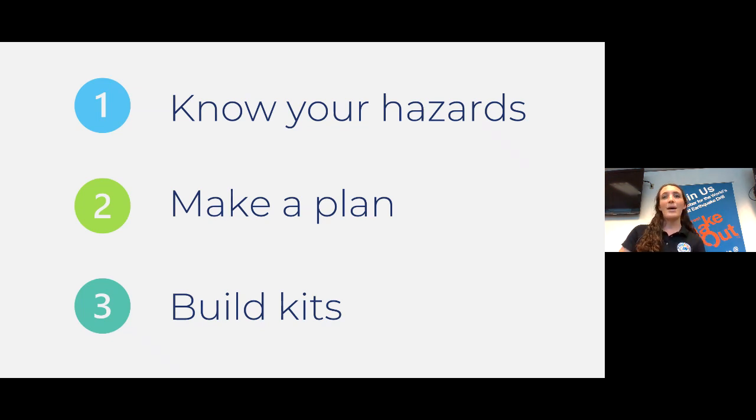So these are the 3 steps you can see on your screen. You first need to know your hazards, to learn and know about what could happen around you where you live. The second step is to have a plan, meaning what are you going to do if? And filling in that sentence. The third step is building kits. So we're going to go through these steps today.